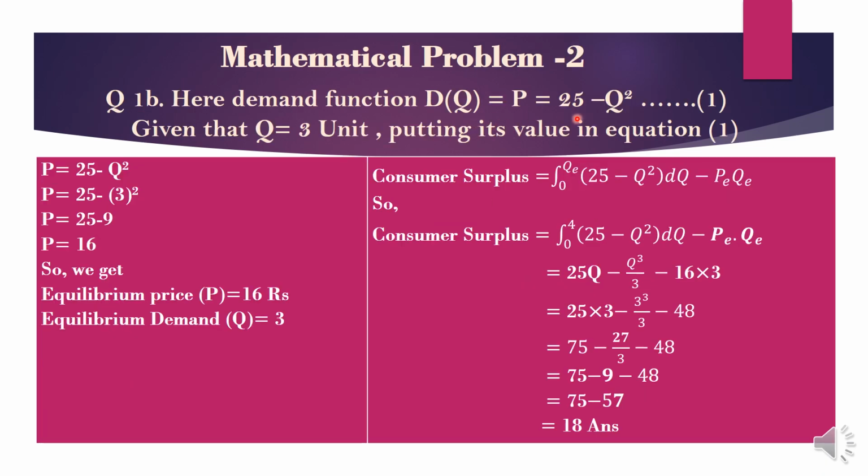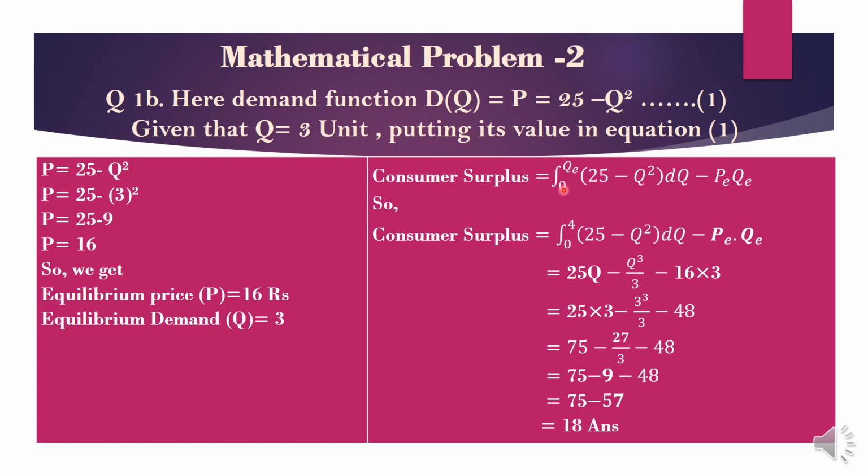So we come to the second part of the question, where the demand equation remains the same, P = 25 - Q², and Q is given as 3 units. If we put the value of Q equal to 3 in the demand equation, we get P = 25 - 3². 3² is equal to 9, so P = 25 - 9, that is equal to 16. So this way we get equilibrium demand equal to 3 units and equilibrium price equal to 16 rupees.